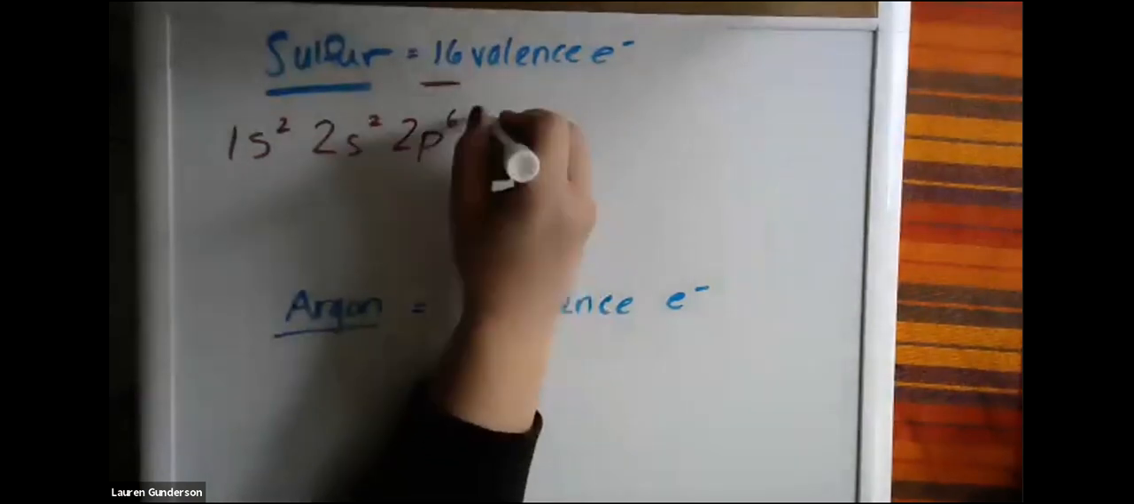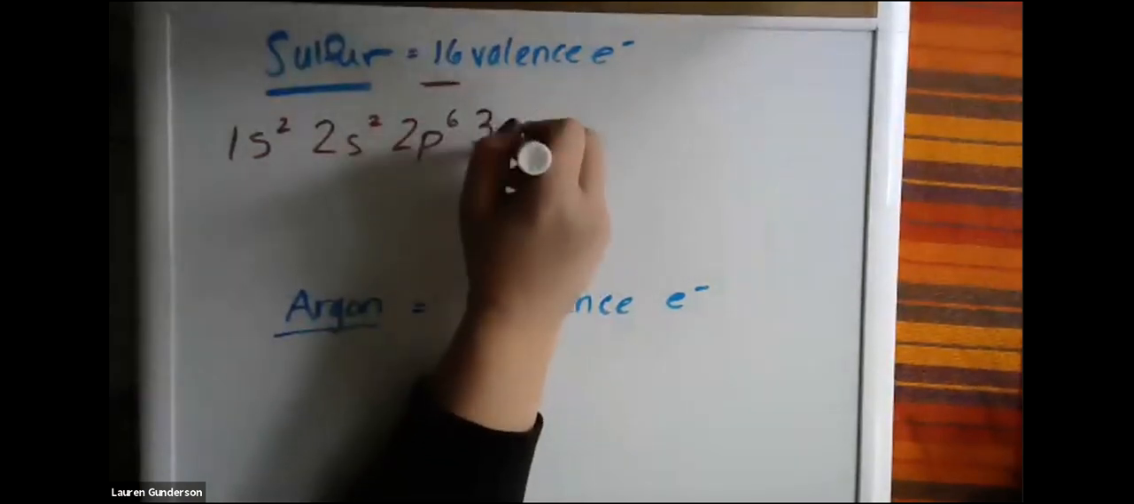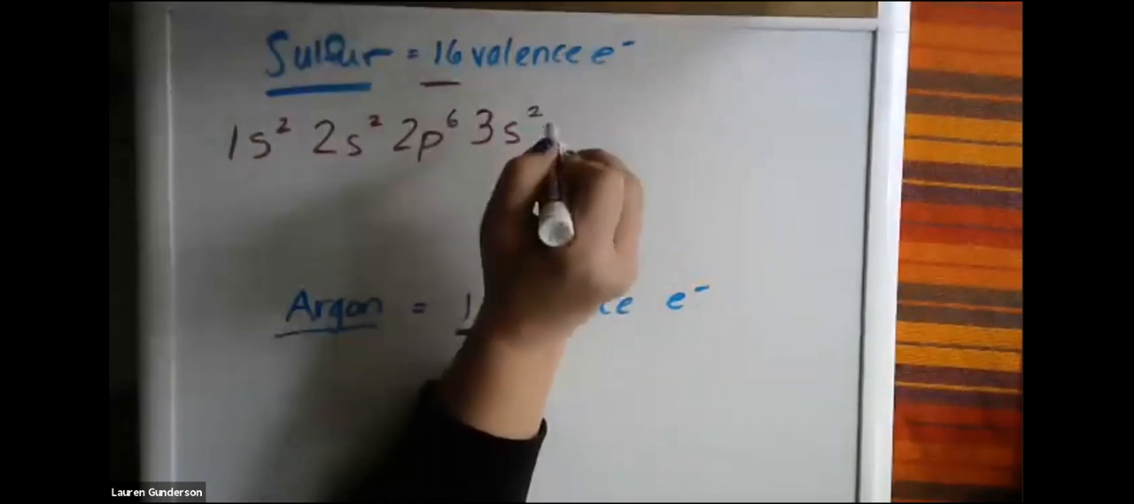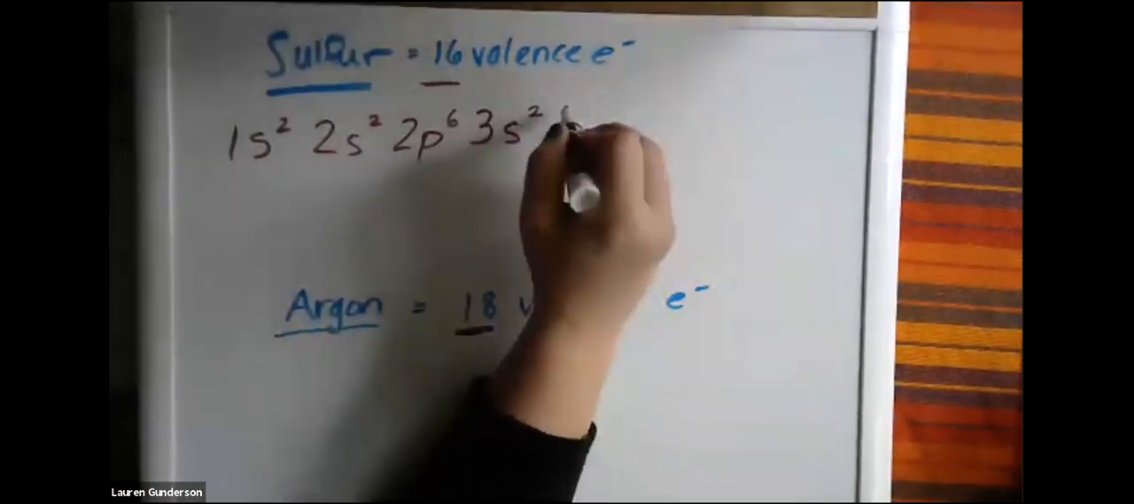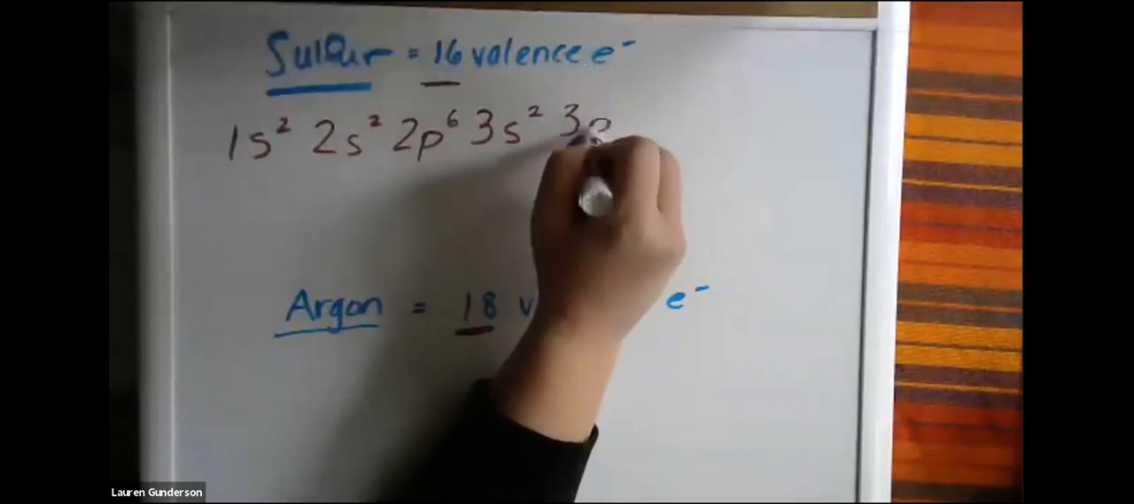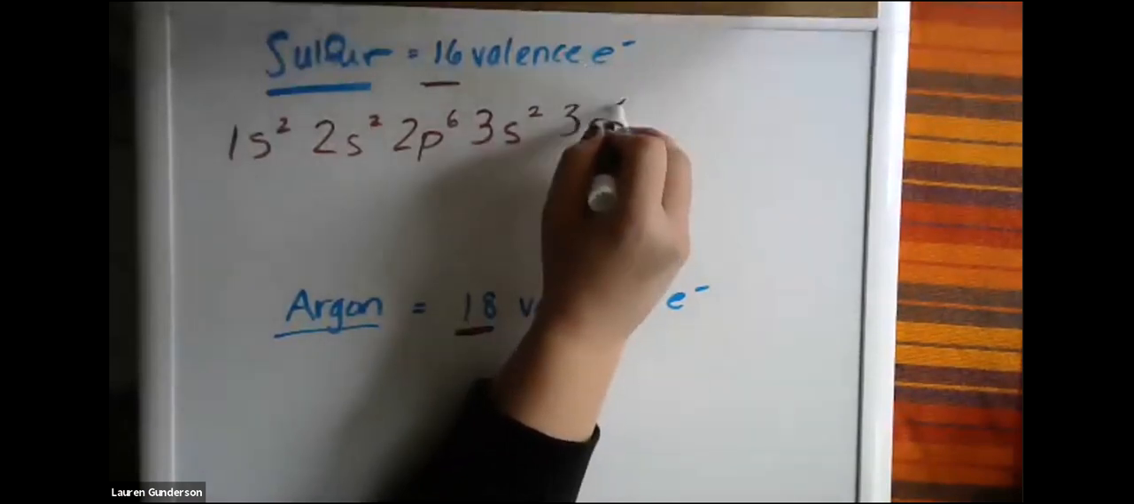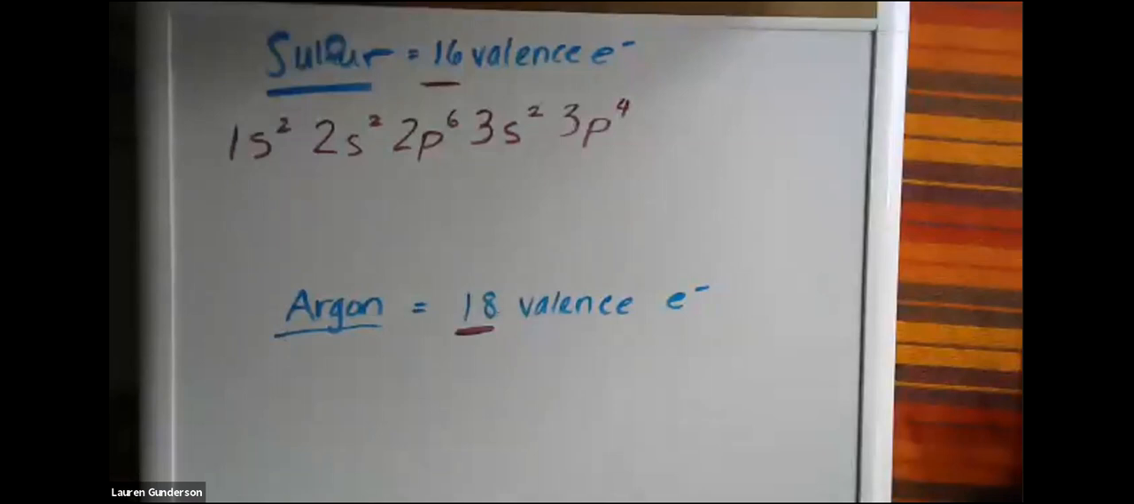The next level that we're going to is 3s. 2 electrons can go in there. So now we're up to 12 electrons. And then we'll be into 3p, and we have 4 electrons left. Okay, so that's your electron configuration. Now what we want to do is draw a box diagram from our electron configuration.